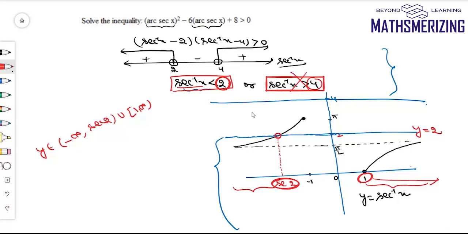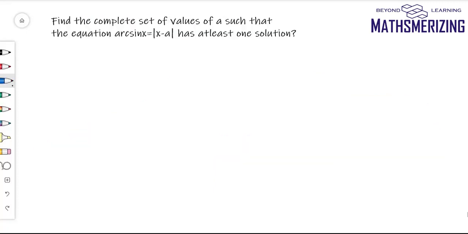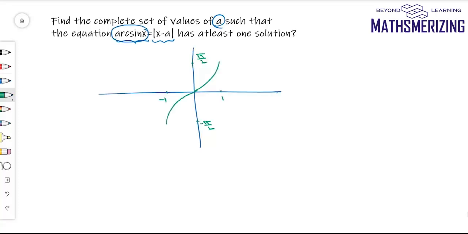I'll take another one. The next question is, find the complete set of values of a such that the equation sine inverse of x equals mod of x minus a has at least one solution. So what I'll do is, I'll draw the graph of sine inverse of x. Now I'll also draw the graph of mod x minus a.